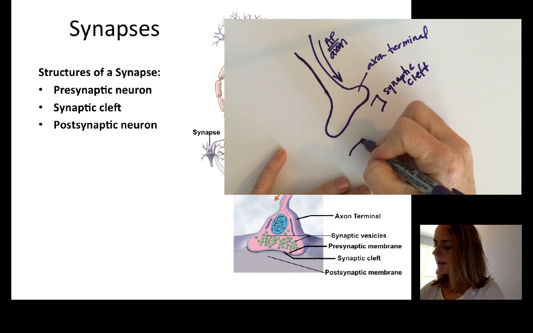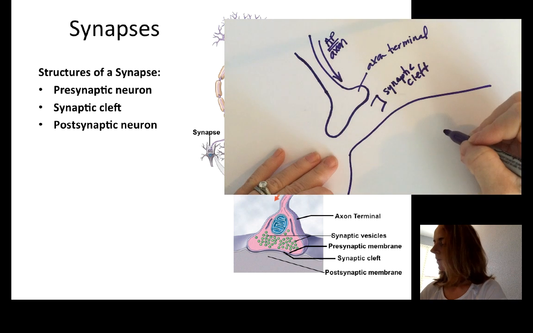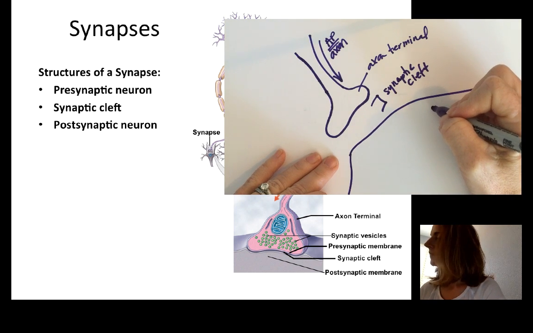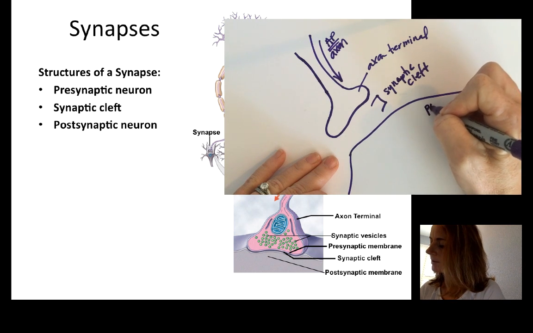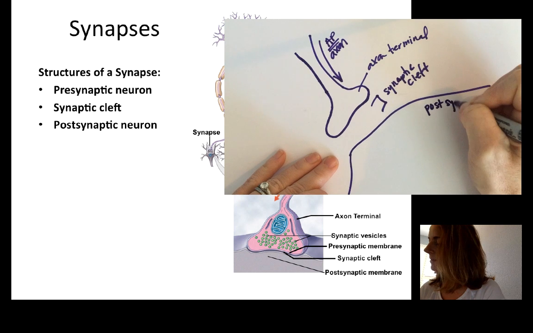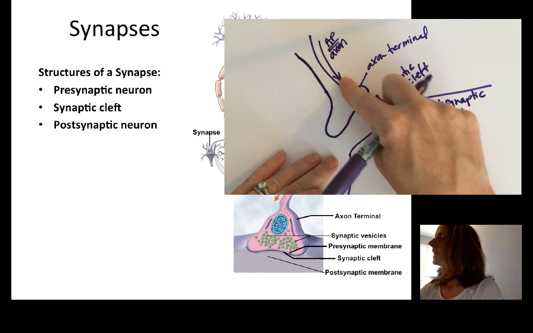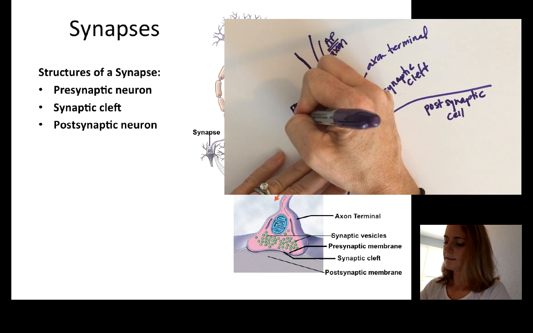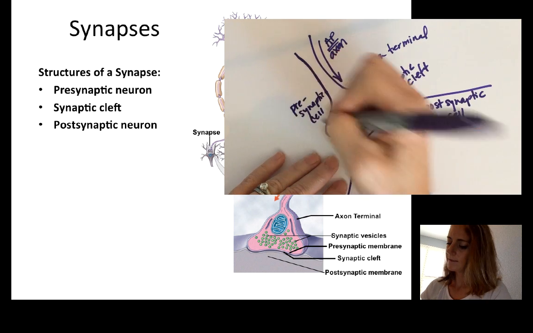Then it will contact the dendrite, or the muscle, or the cell body of the next cell. This we call the postsynaptic cell, and the cell that has the axon with the axon terminal is the presynaptic cell.